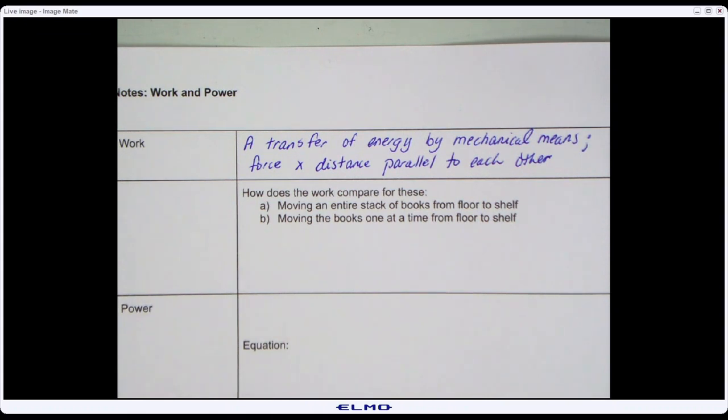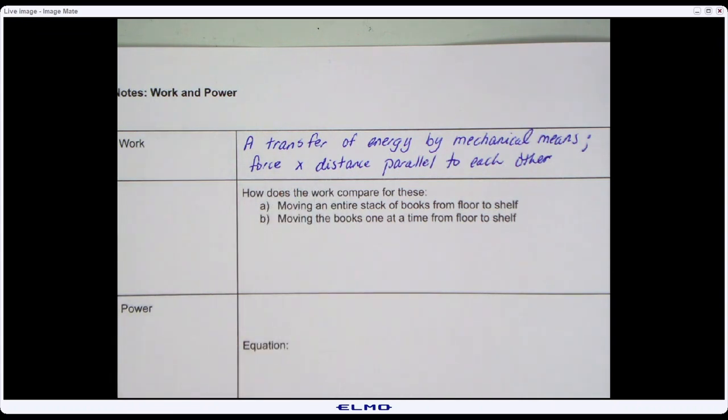Okay, so what do you think? How is the work going to compare? Do you think A is going to require more work, B is going to require more work, or do you think they will be the same? Raise your hand if you think that, as far as A, moving the entire stack of books is going to require more work. Okay. What about moving them one at a time? Same number of books, but you're moving them individually. Who thinks that'll take more work? All right. And then how many think that it will be the same for both?